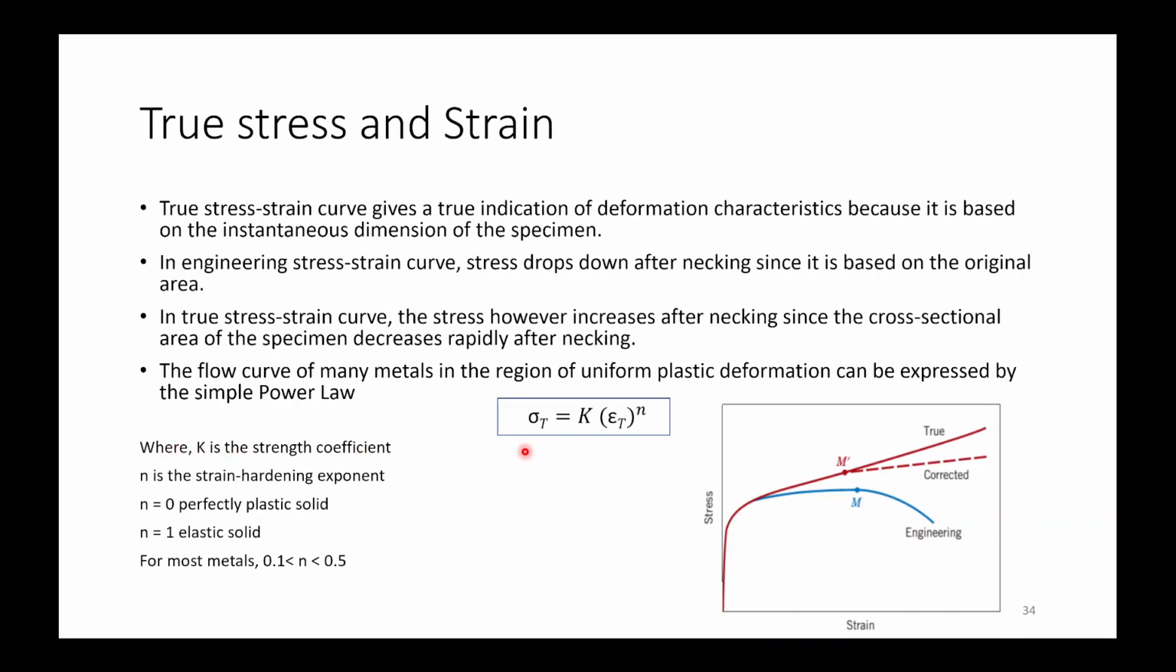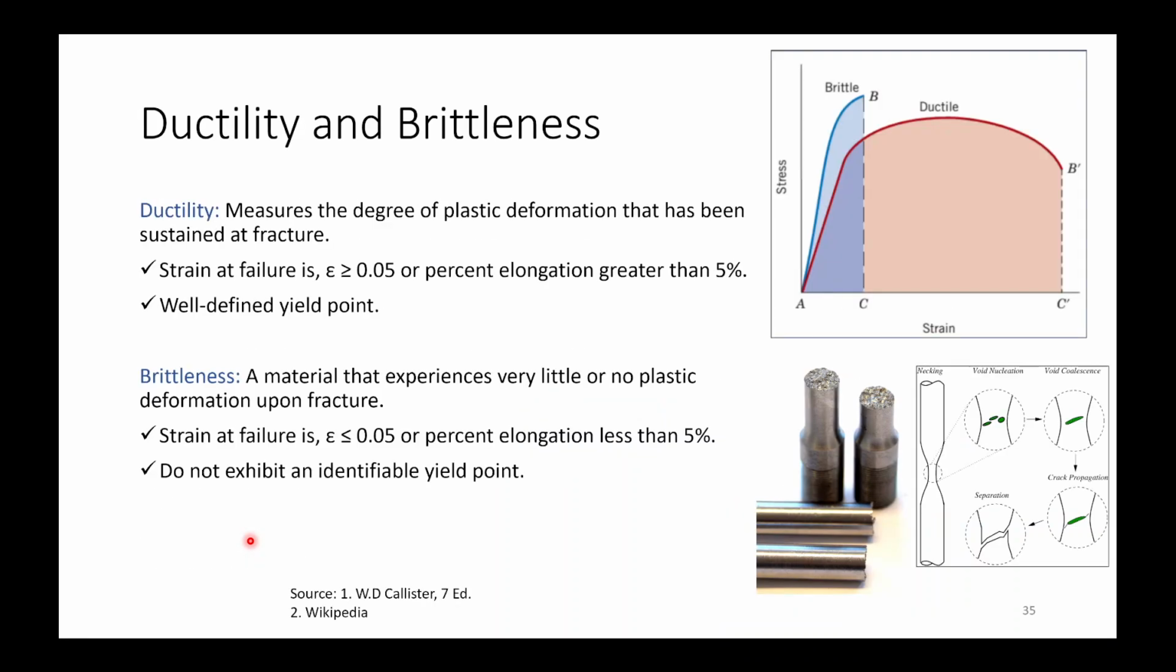Okay, so here K is the strength coefficient, n is the strain hardening exponent, and n can be from 0.1 to 0.5 for most of the metals. It will be 0 for a perfectly plastic solid, and it will be 1 for elastic solids.